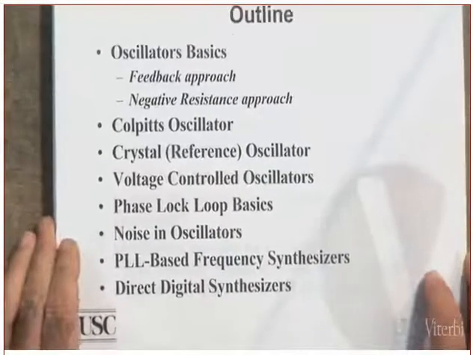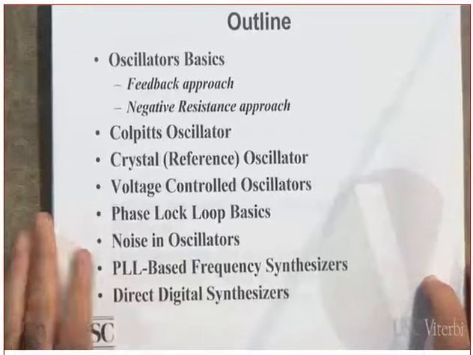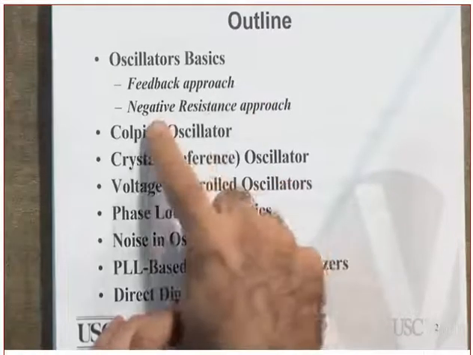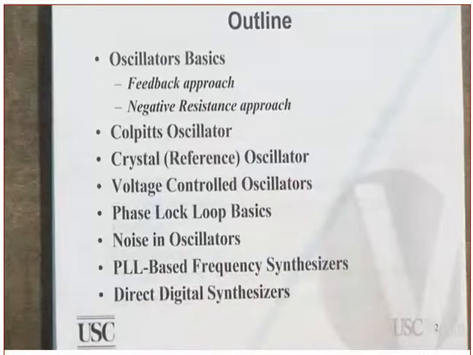The outline of this set of charts is, first of all, the approaches to oscillators. How do we design the oscillator? We will see that there are 2 different approaches to designing an oscillator. The first one is called a feedback approach. The second one is called a negative resistance approach. This one looks weird. What does negative resistance mean? We'll get to that in a minute.